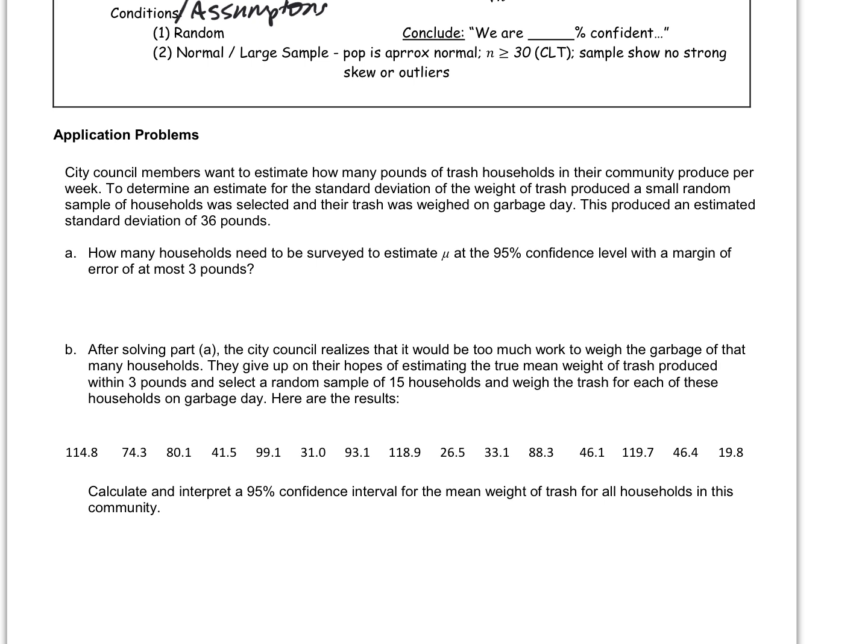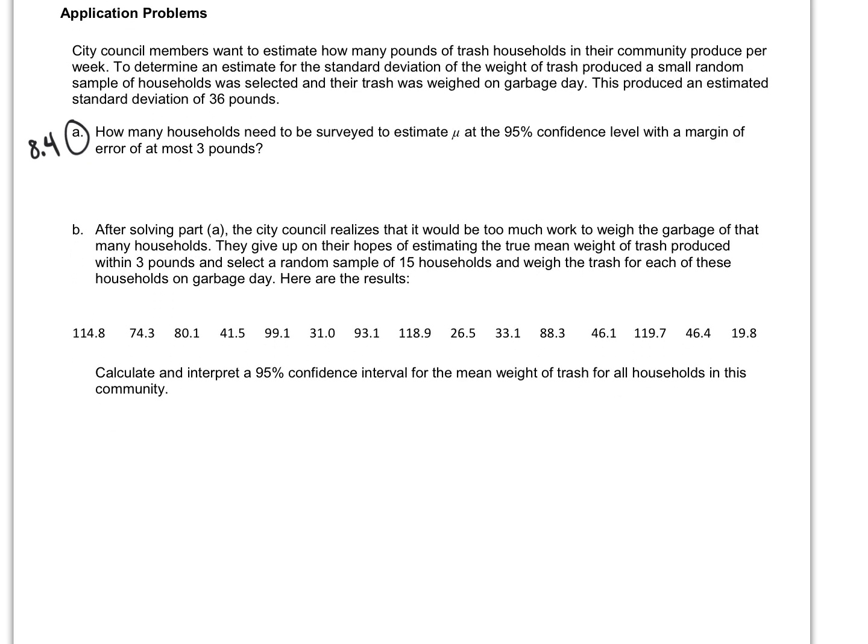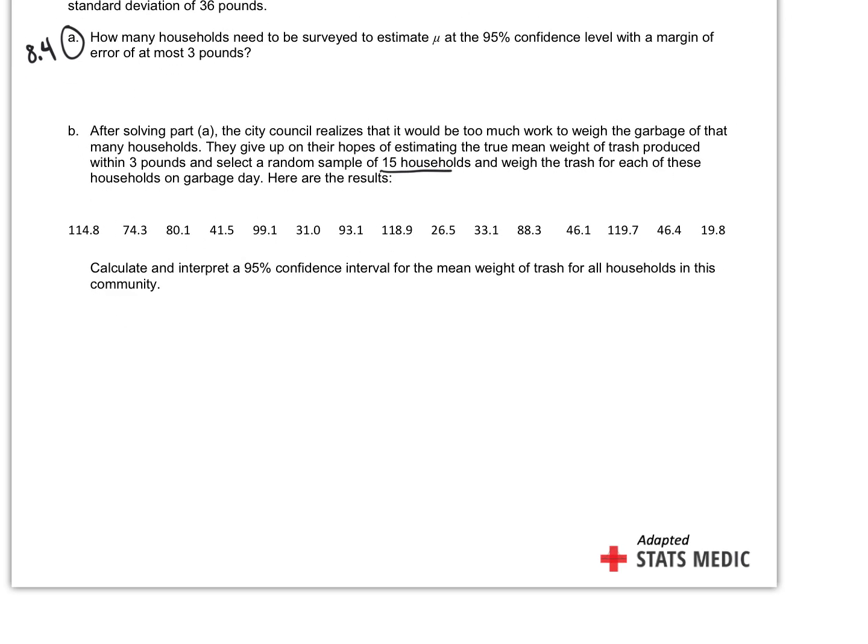Now, on part A, we're going to skip that because this is really section 8.4. We're going to come back to that tomorrow. So it's asking us how many households do we need to sample. We haven't done sample size yet. That's in tonight's video. So after solving part A, the city council realizes that it'd be too much work to weigh the garbage of that many households. They give up their hopes on estimating the true mean weight produced within 3 pounds, and they select a random sample of 15 households, and they weigh the trash for each of these households on a garbage day. Here are the results. This is going to make us do all the work, all right? But it's not bad, I promise.